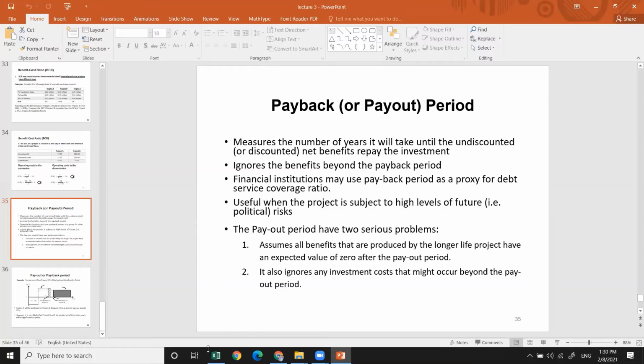Okay, returning to the example that I illustrated in Excel here, I would like to also calculate the benefit cost ratio here.